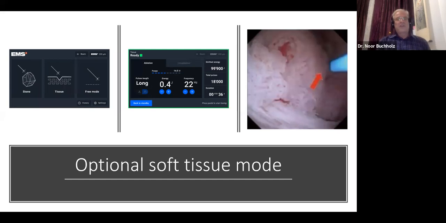Now, of course, our laser fibers, if you have one in your hospital, have a soft tissue mode. I'm not going into details of that, but there is a soft tissue mode, and they can be used for soft tissue ablation and coagulation.